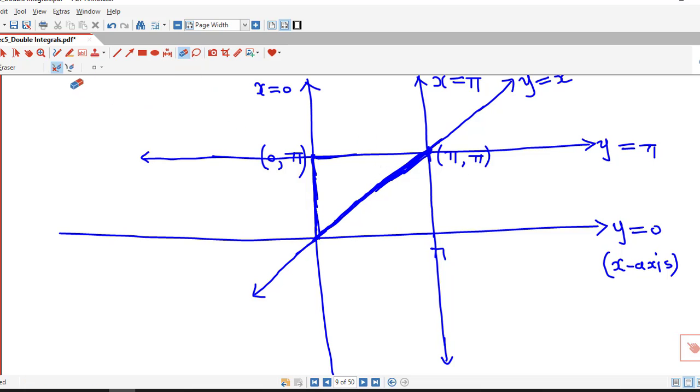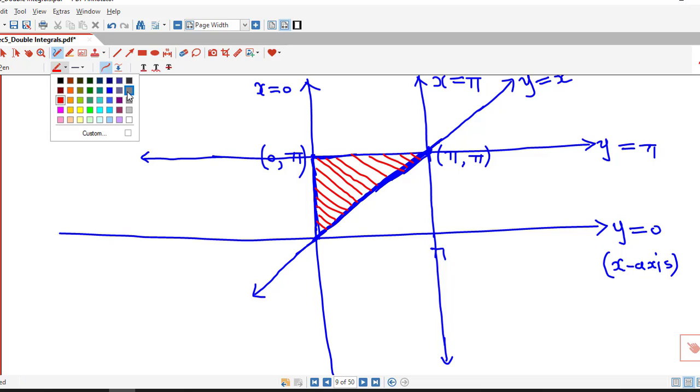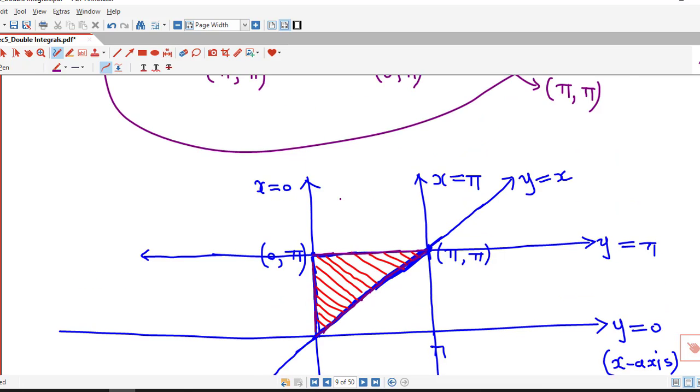So our region is this region, which we can show by these lines. This is the region of integration on which we have to evaluate our integral. So we can see here we have y equal to x. This is the boundary of y equal to x. So y is from x to y equal to pi, and x is from x equal to 0 to x equal to pi. So this is the region of integration.